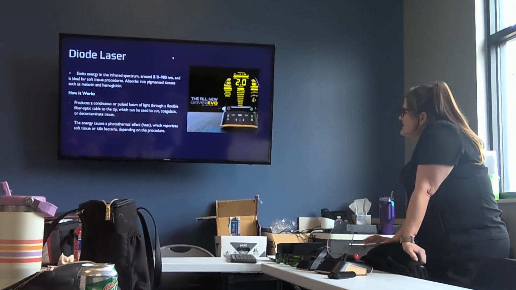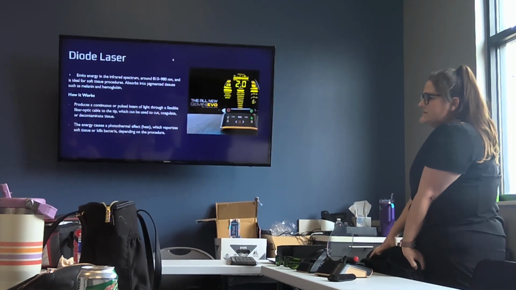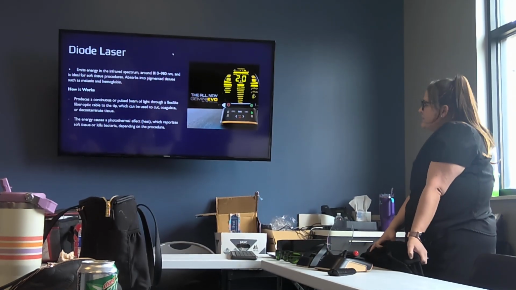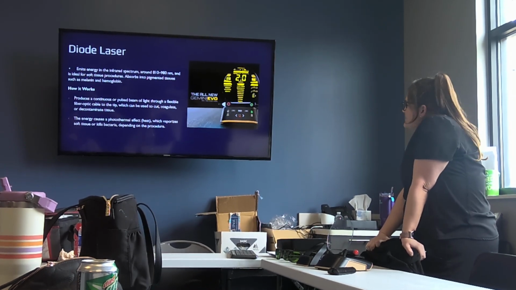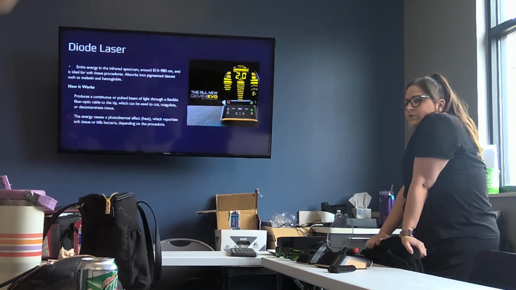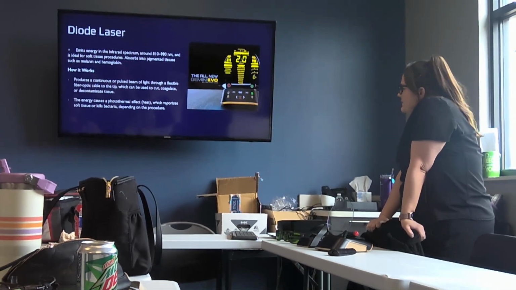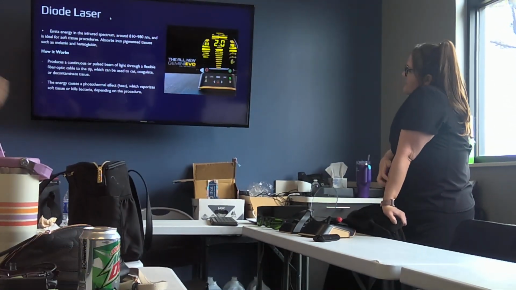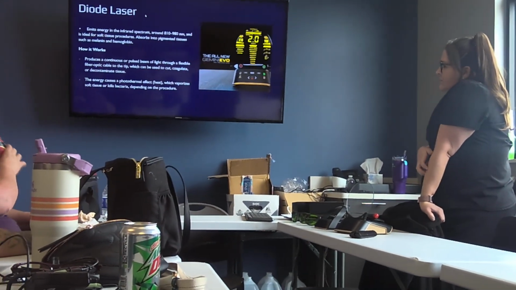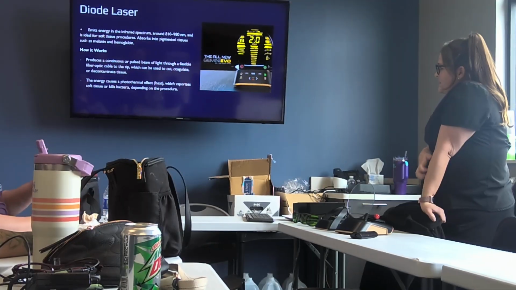So this is the diode laser. Certain states require other lasers, like Utah, I think, is only CO2 lasers. They can't use diode. Colorado doesn't use diode. So it's really state specific. But the diode laser in particular emits energy in the infrared spectrum. So the tip is red.